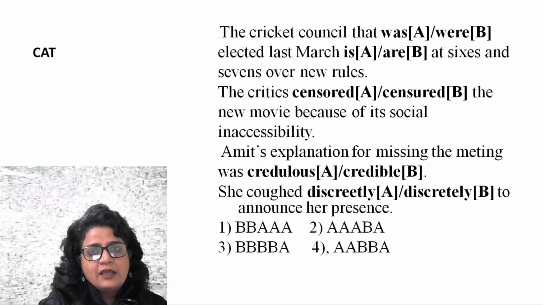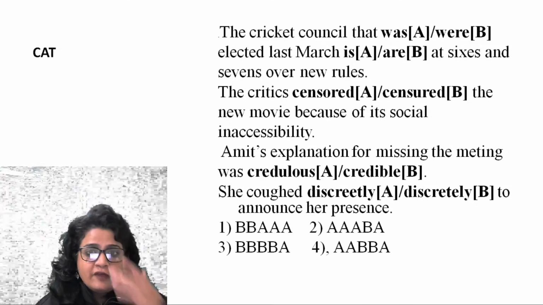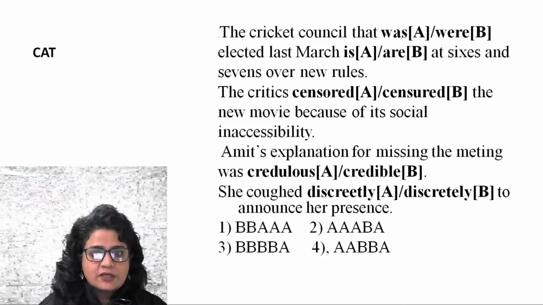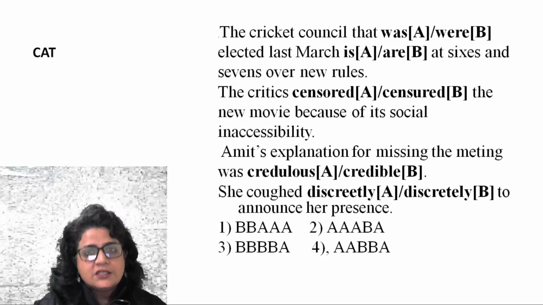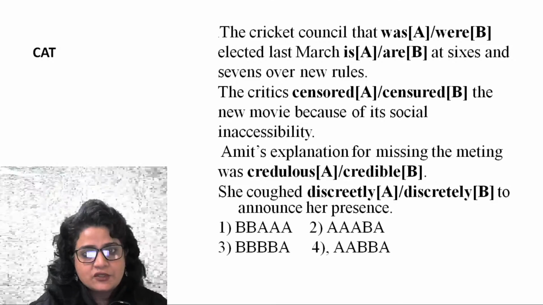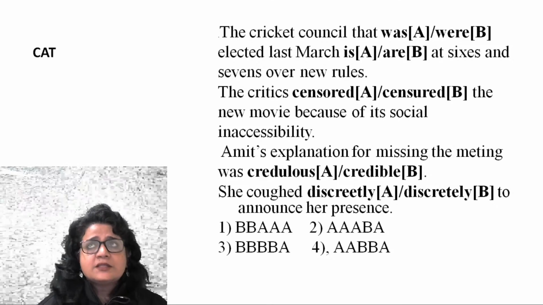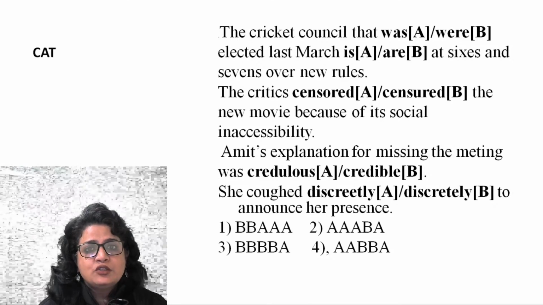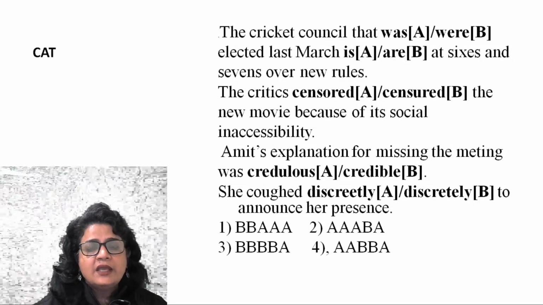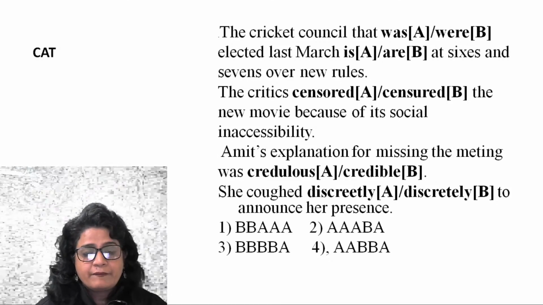D-I-S-C-R-E-E-T, D-I-S-C-R-E-T-E, discrete, right? So when I say your exam has 3 discrete sections, LR, quantitative ability and verbal ability, 3 discrete sections, that means separate. This earth is divided into 2 discrete hemispheres, right? Separate. So that is D-I-S-C-R-E-T-E, discrete, separate.